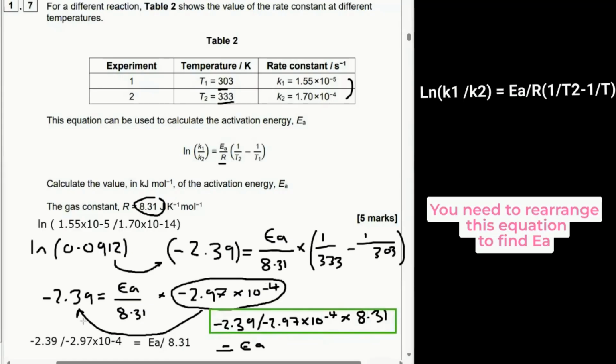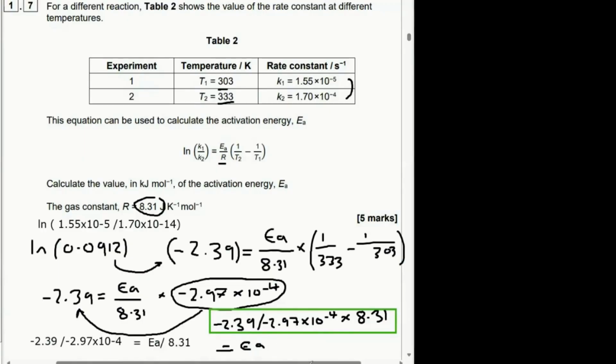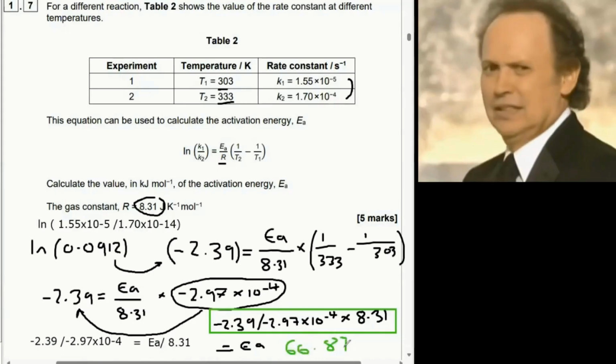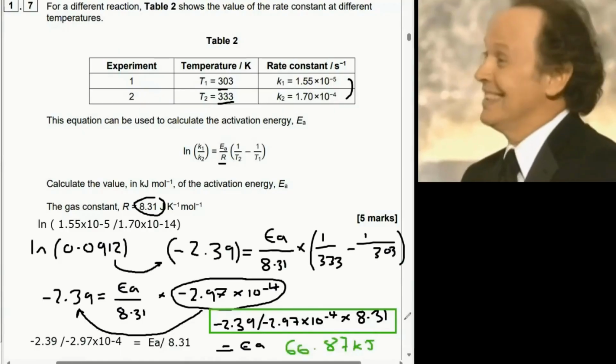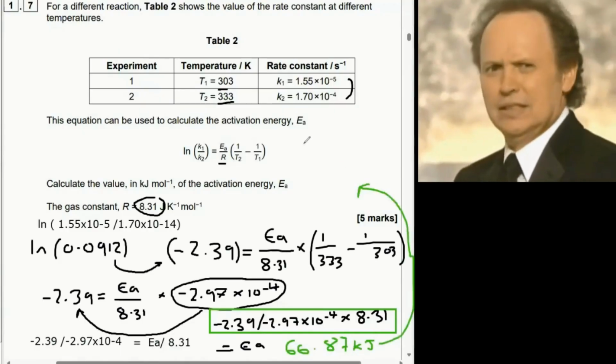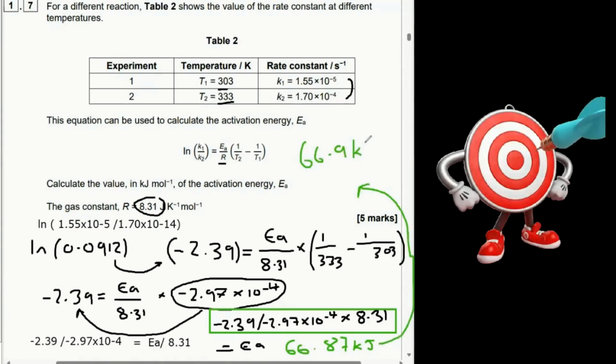And when we whack that into our calculator, we should come up with the answer of 66. Let me have a little look in the scientific calculator. 66.87 kilojoules. You could round that to 1 dp if you want to.